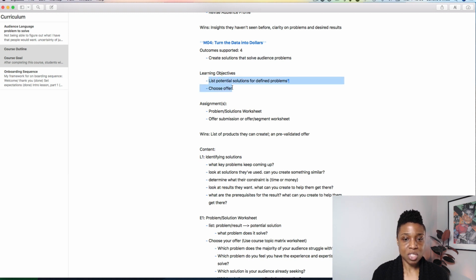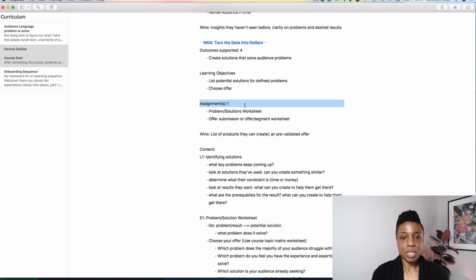And the objectives for this module are they're going to list potential solutions for the problems that they identified, and then they're going to define or choose their offer. They're going to say, this is my offer, which is a really big step. So often people get stuck in the idea phase, or maybe they move forward and do some audience research and they get stuck in the analysis stage and they never actually say, this is what I'm going to create and make an offer. So that's what they're going to do in this module.